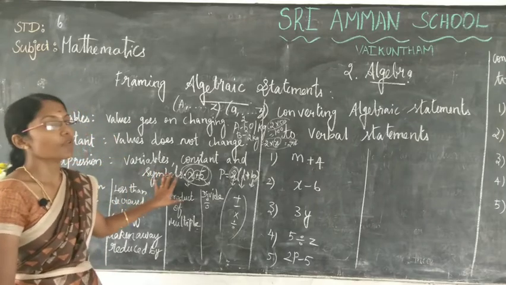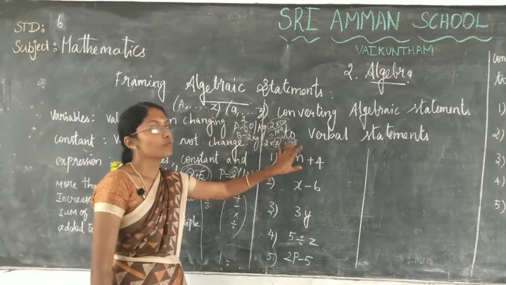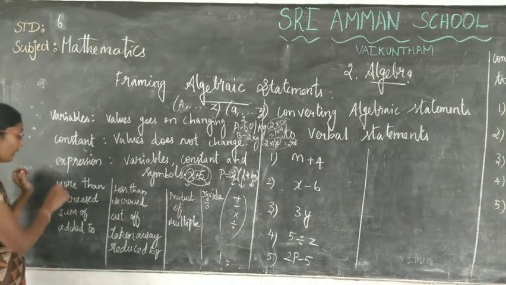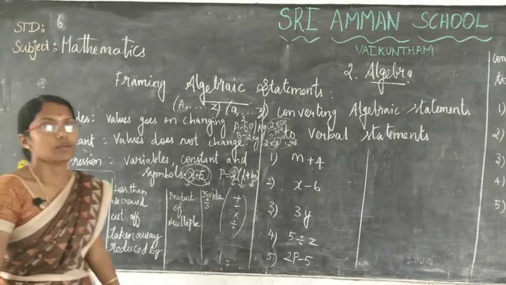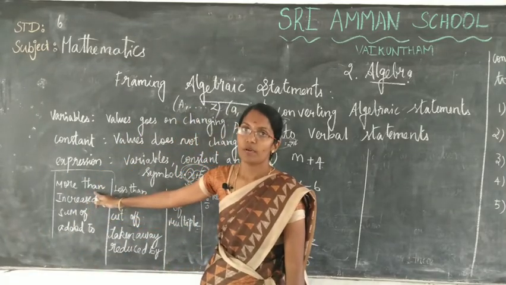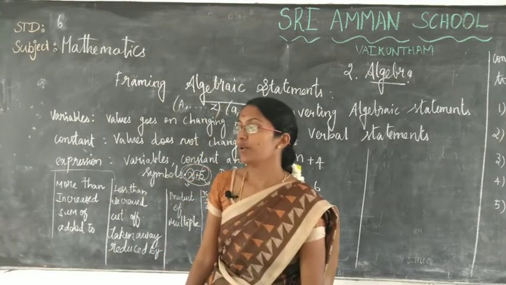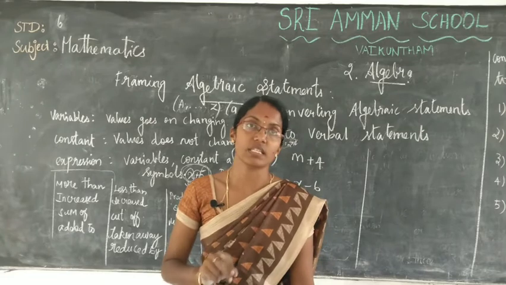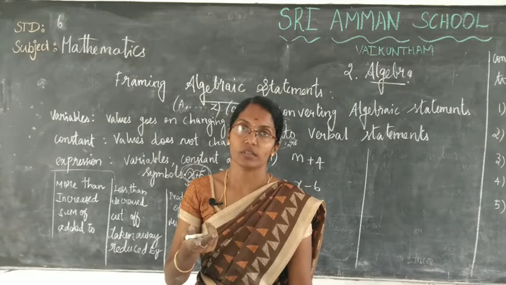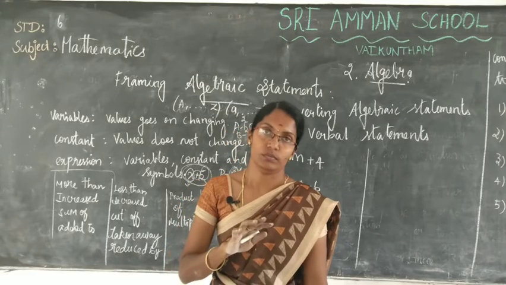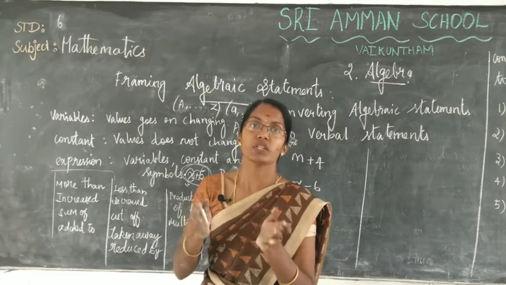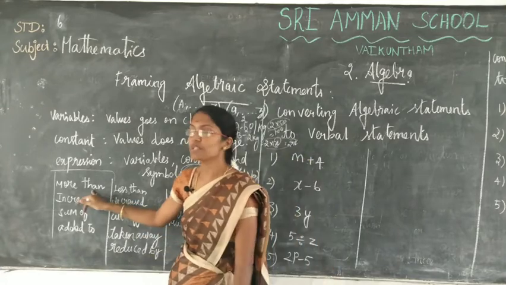Today we are going to frame an algebraic statement. To frame a statement, you need the basic concepts. See here, what is this? More than. More than means sum. For example, you have 5 pencils with you and your mother gives you 2 pencils along with it. That is 5 more than 2, so you do 5 plus 2, which is 7. That is an example for more than.